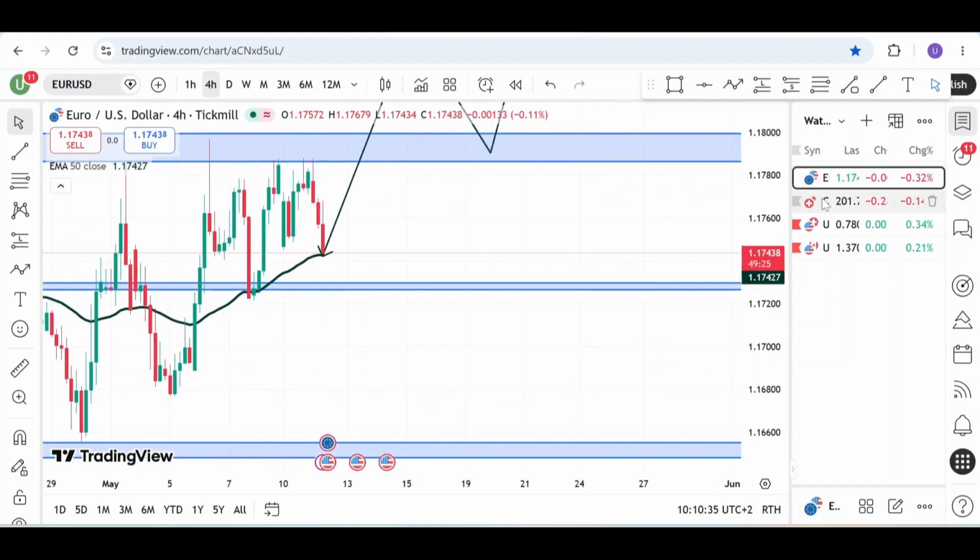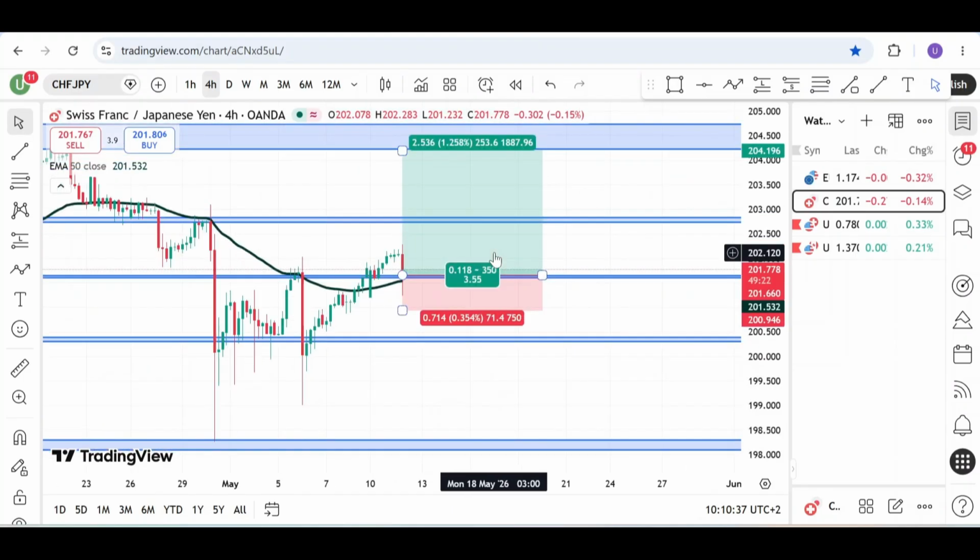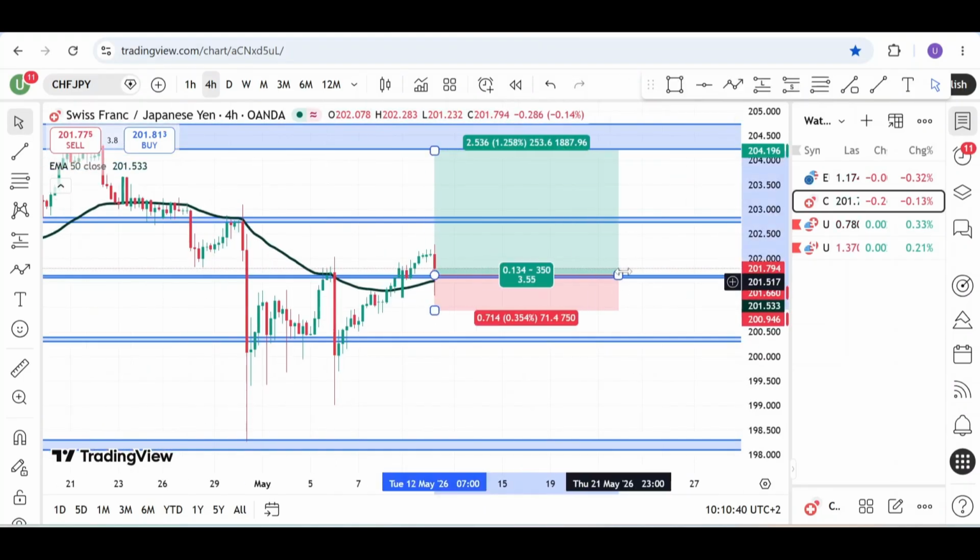Currently I'm looking at CHF. That's what my eyes are focused on.